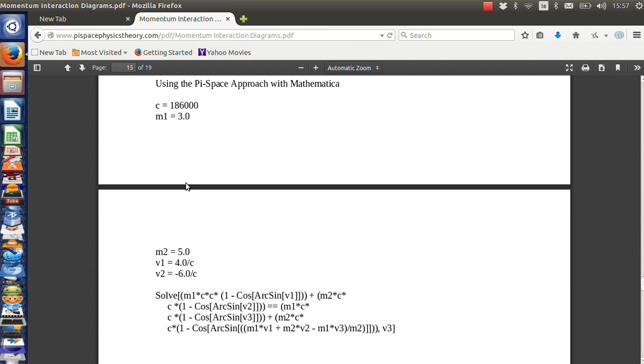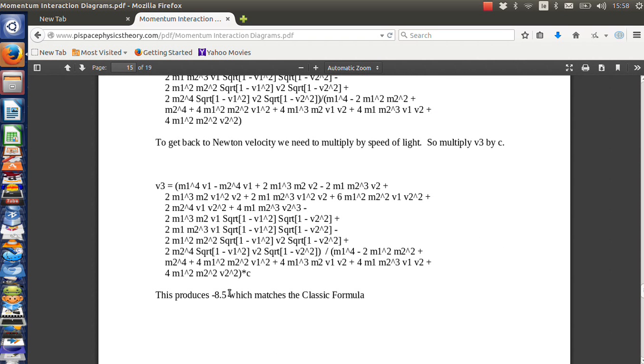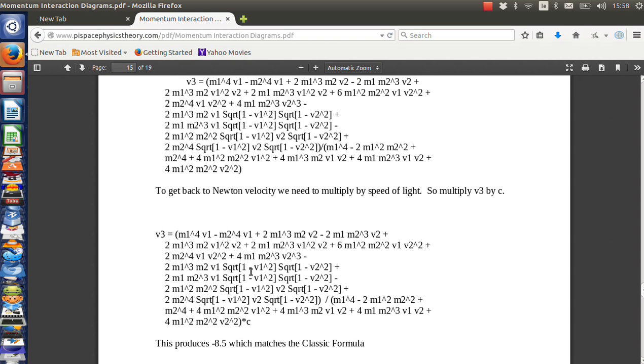In the documentation, the document that I'm referring to here is called the momentum interaction diagrams. It's available on the physics site that I have. You can search for it if you can't find it. So this is the example here. You put in 3, 4, 5, and 6, and you put in the values, and it gives you back 8.5, which matches the classic formula. Now, I could imagine one would prefer to use the classical formula, because obviously it's a lot of work to implement this.